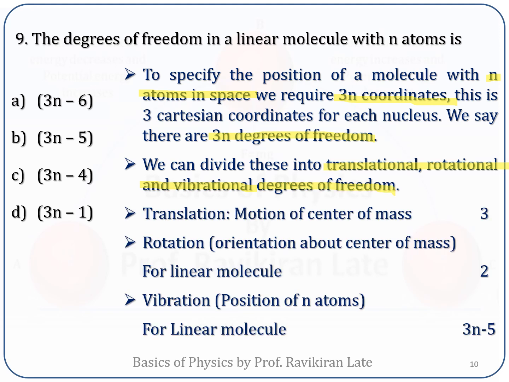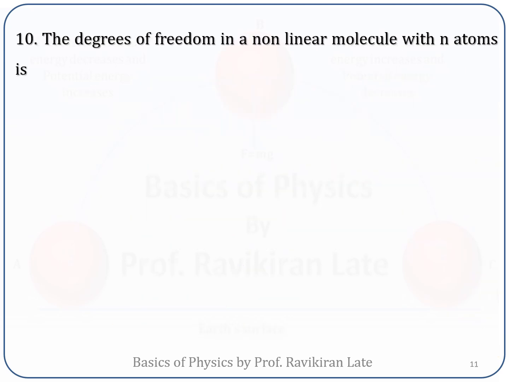If you look at the translational motion, it has 3 degrees of freedom. For rotation of a linear molecule, you will require 2 degrees of freedom. So this 3 plus 2, it will be the 5 constraints which you will be putting on that molecule. So the total number of degrees of freedom in that case will reduce from 3n to 3n minus 5. So if you look at the options, a linear molecule will have 3n minus 5 degrees of freedom. Now, next question here is for the non-linear molecule.